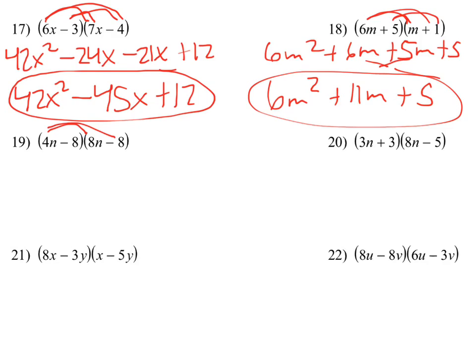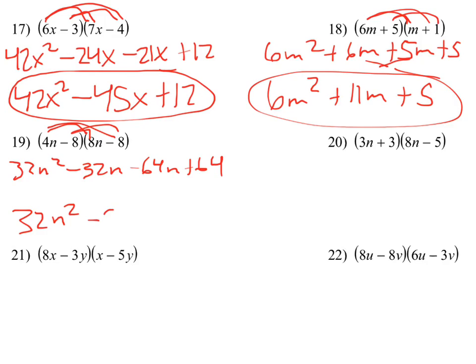4n gets timesed by both of those. And that'll give you 32n squared minus 32n. And then negative 8 gets timesed by both of those, which will give you negative 64n, and then plus 64. Combine like terms: 32n squared, and then I'm going to combine those together to get negative 96n, and then plus 64 on the end.